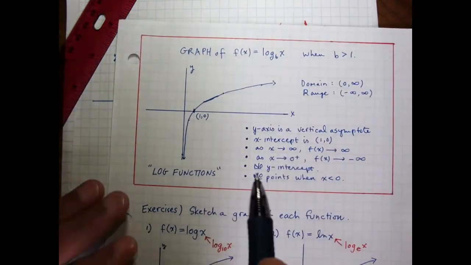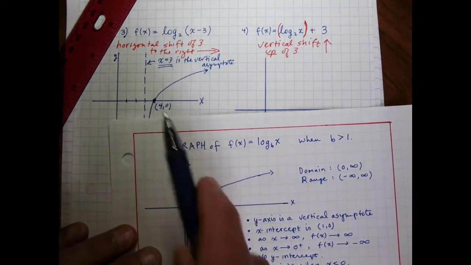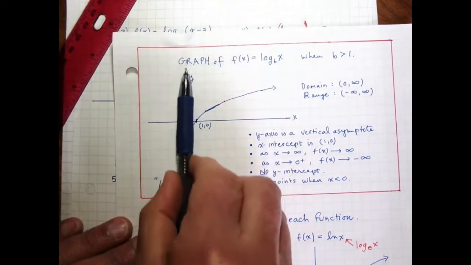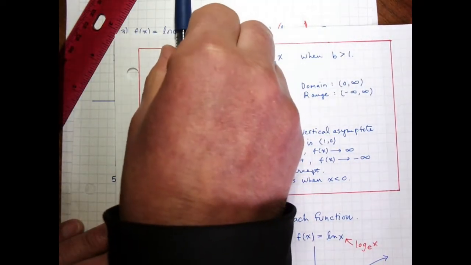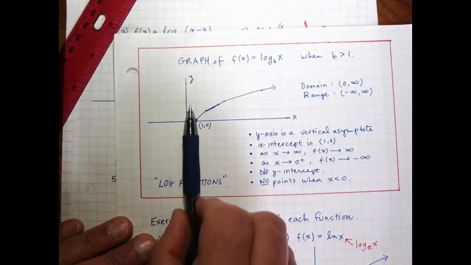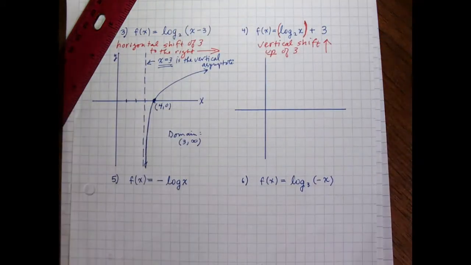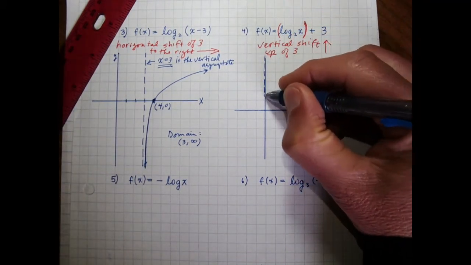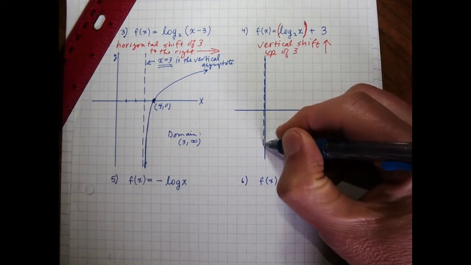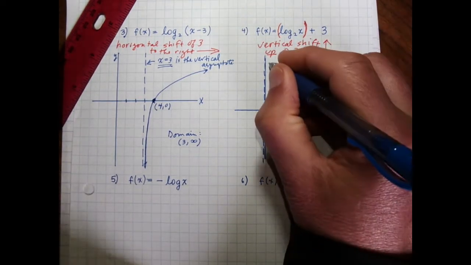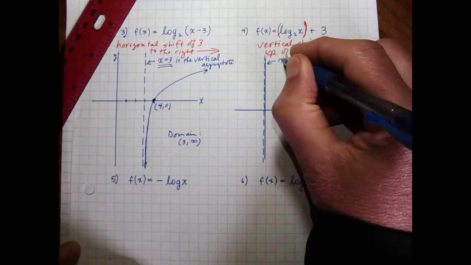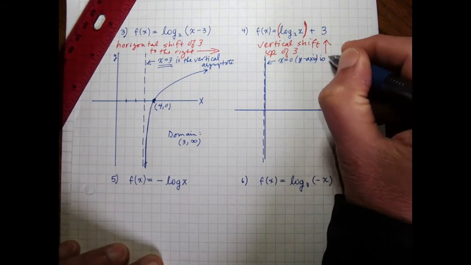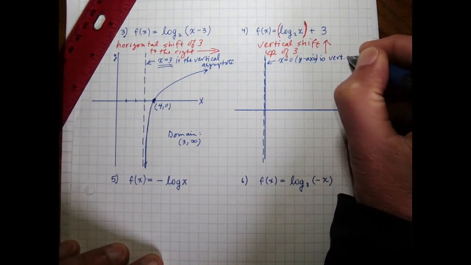Now, I talked about how the vertical asymptote was so important in number 3. In number 4, if we shift a graph vertically upward, the vertical asymptote doesn't move upward also; it just stays in its same position. So this vertical shift does not change the asymptote. X equals 0, meaning the y-axis, is the vertical asymptote.